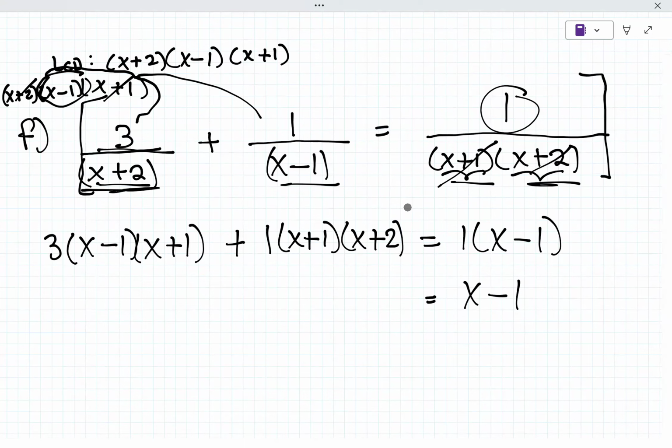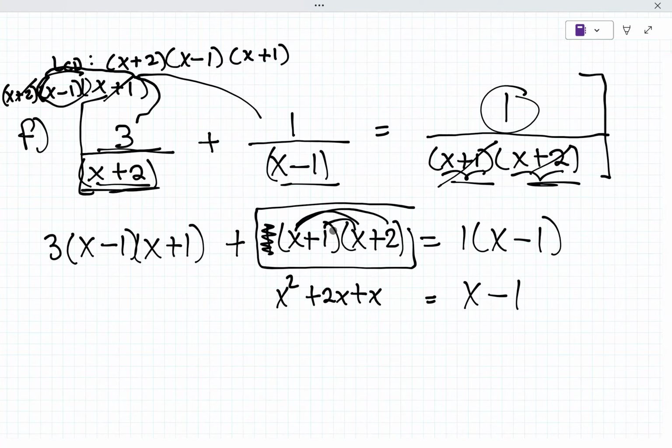Over here, you could ignore this one because 1 times anything is just itself. You're going to do some FOILing, so x times x is x squared, x times 2 is 2x, 1 times x is x, 1 times 2 is 2. And then over here, based on my factoring rules, x minus 1 times x plus 1 is a difference of squares. That's basically x squared minus 1. If you didn't know that, just FOIL it out and plug in the terms, and you'll get this.